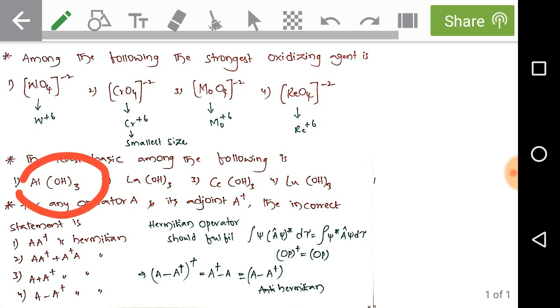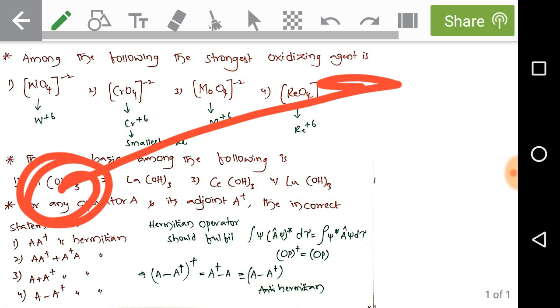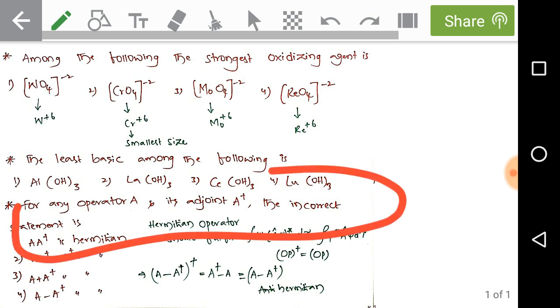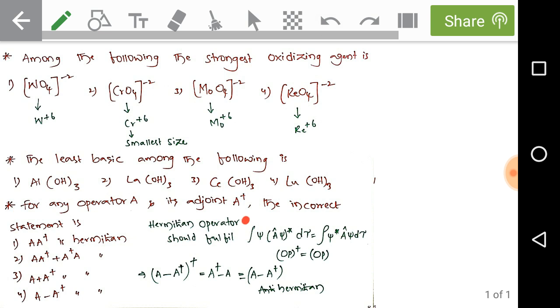So if you look at aluminum hydroxide, which is amphoteric in nature, that's why it is least basic in nature. And if you look at all the lanthanides or bases. Okay, for any operator A and its adjoint, just observe its adjoint, the incorrect statement is.